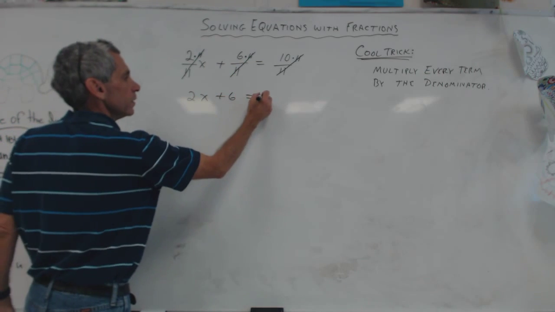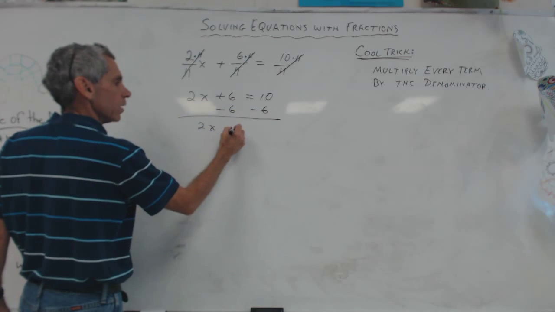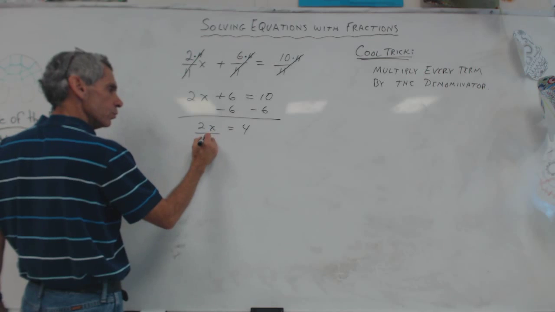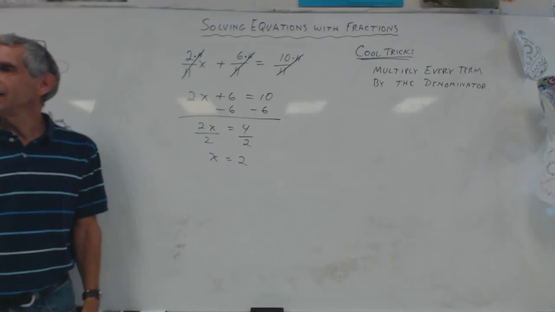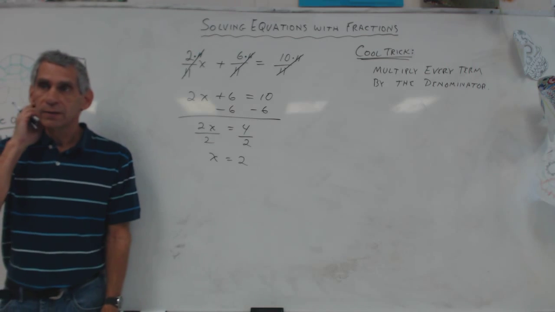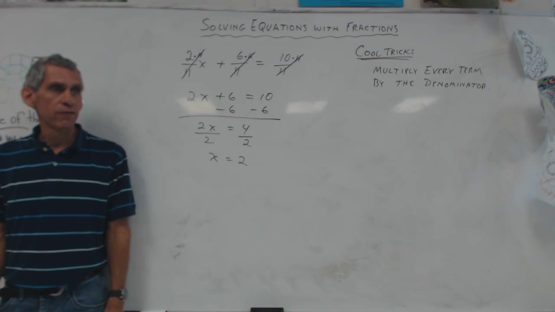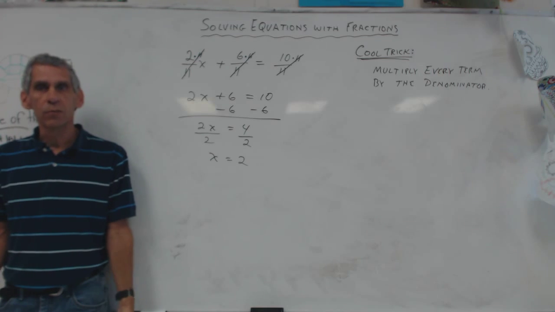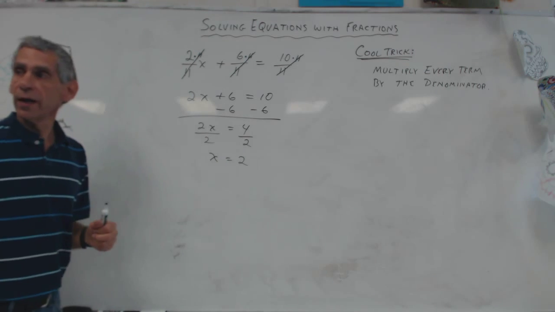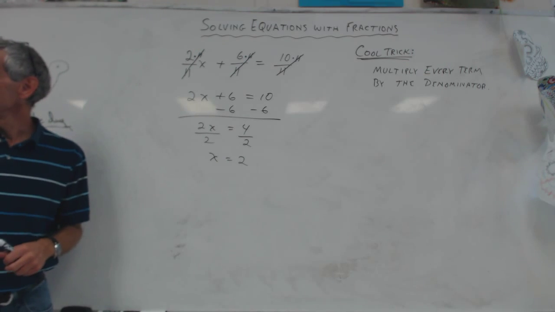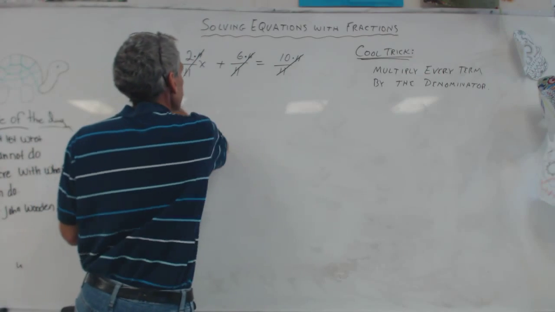2x plus 6 equals 10. Minus 6 minus 6. 2x equals 4. Divide by 2. x equals 2. Look how easy that was. If you had chosen to just do it with fractions, it would have been fine. You would have been able to do it, but it would have taken more time. Can I erase? Yes. Are you writing these down? Every single one, make sure they're all written down so you get used to it.